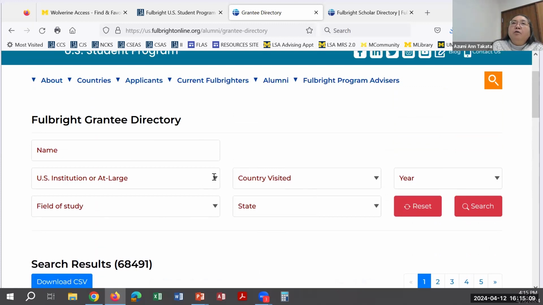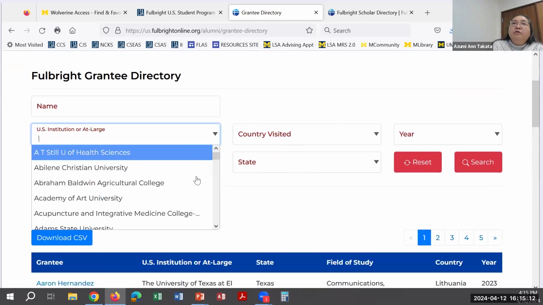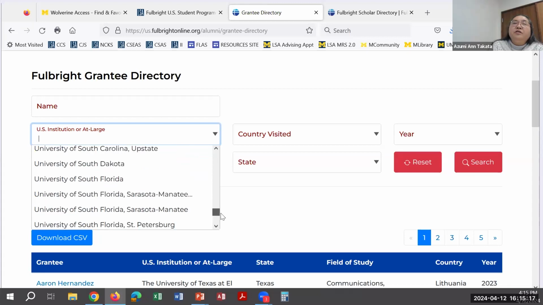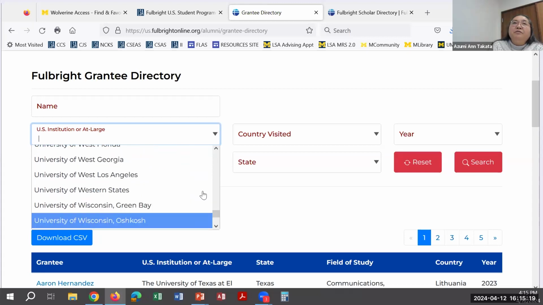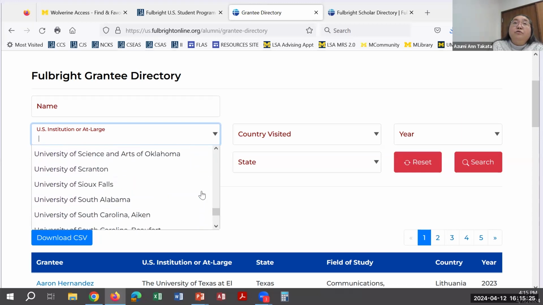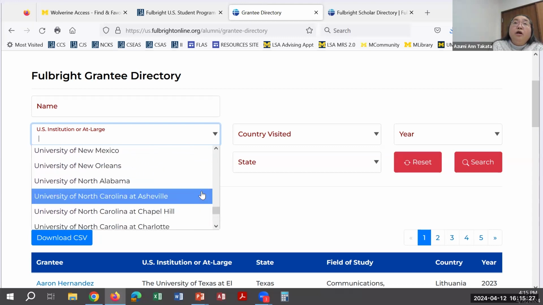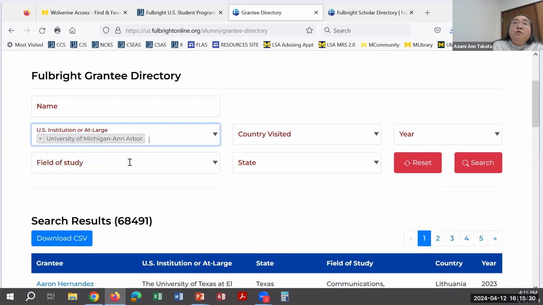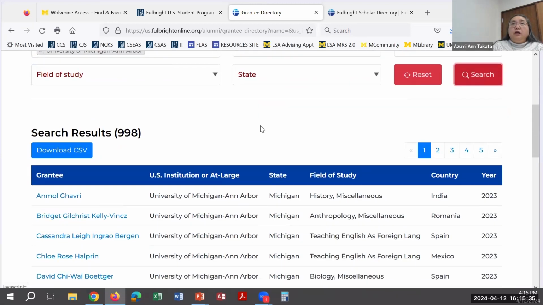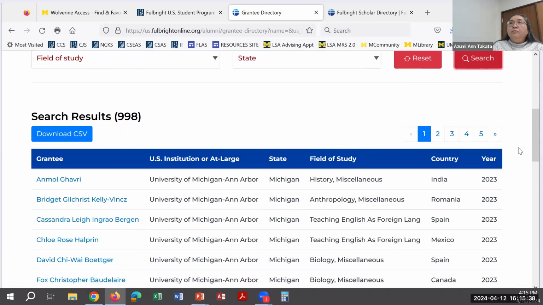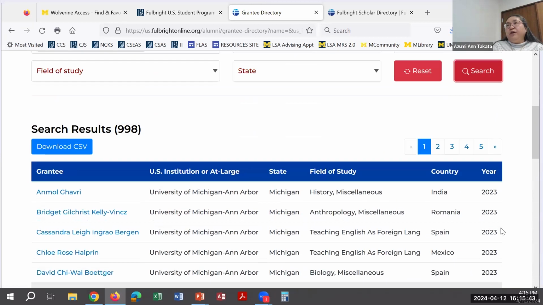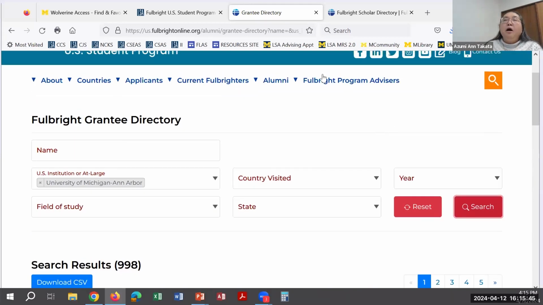And so you can drop down here and search for the University of Michigan, Ann Arbor. It's in alphabetical order, so we go all the way down, back up a little bit more, University of Michigan, Ann Arbor, and you can do a search and see that there are 998 so far through 2023 in all of this. And so you can find out who all of our recipients are.